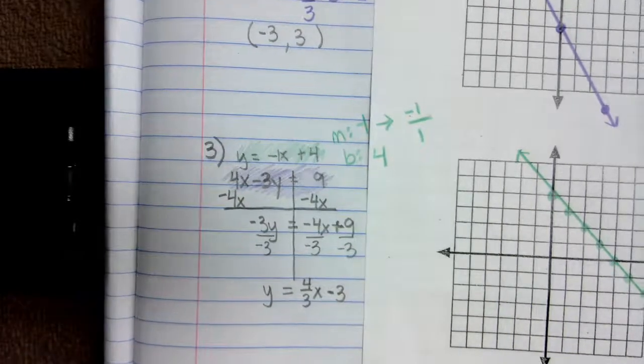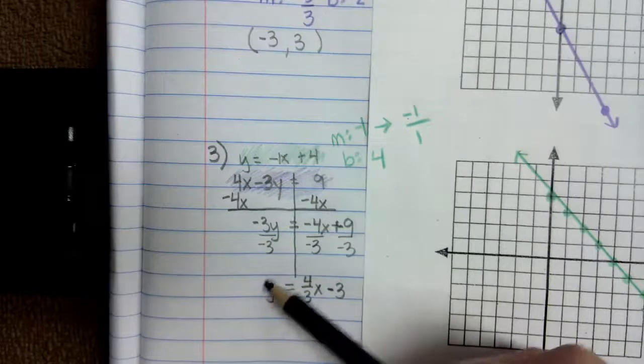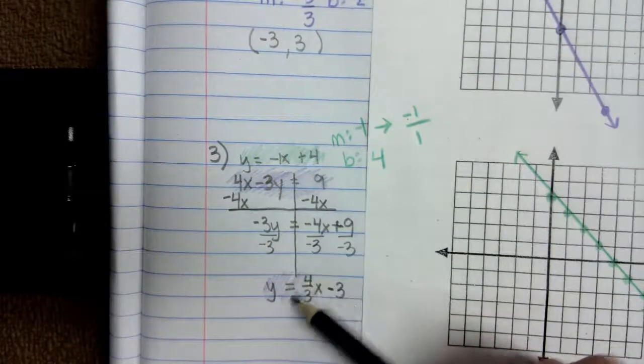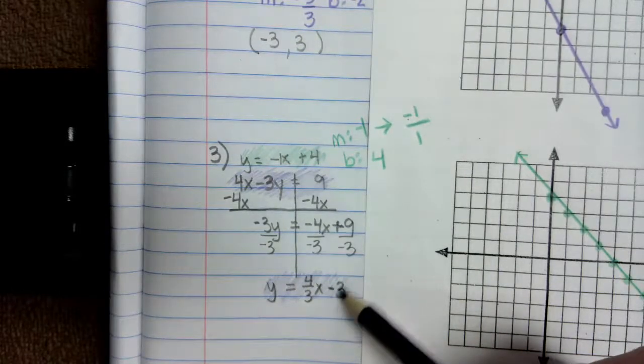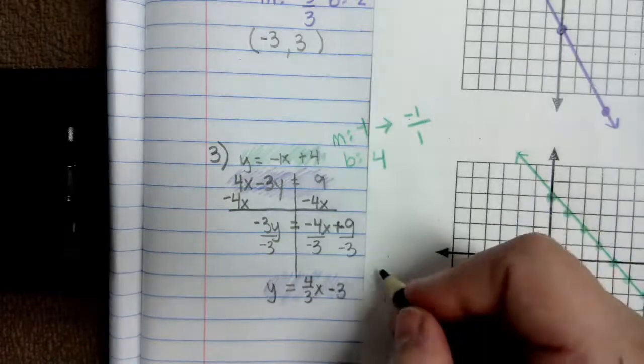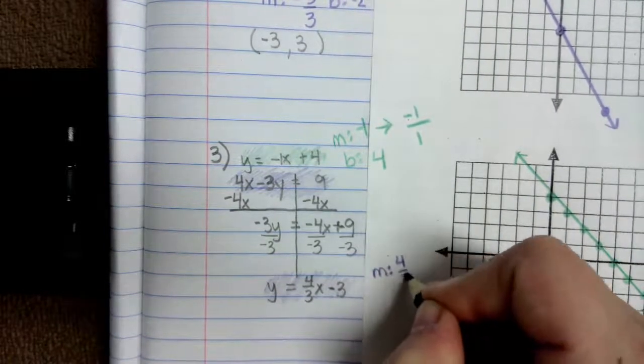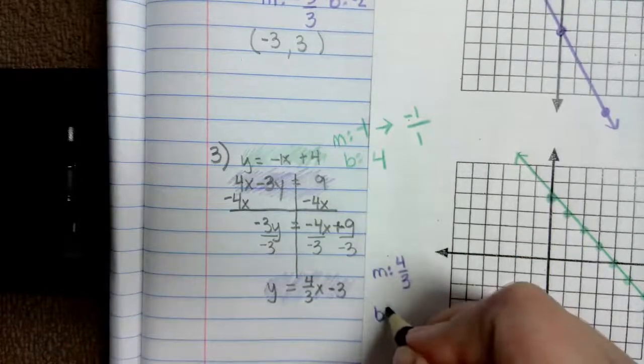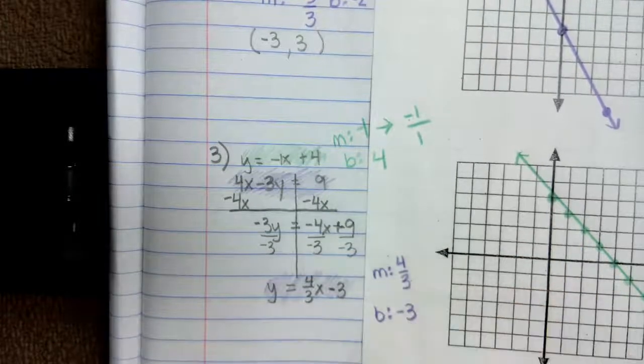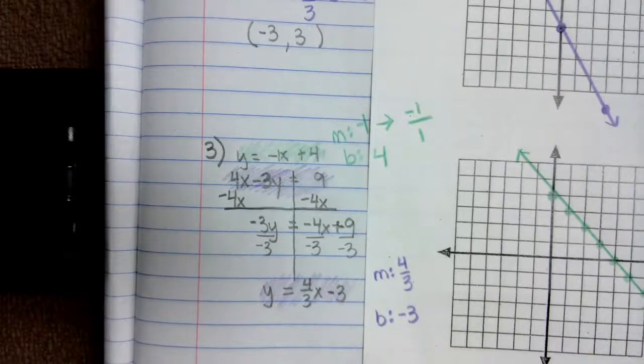Alright, so now we're ready to graph it. Now it looks like y equals mx plus b. What is our m? 4/3. And what is our b? Negative 3. Yikes. My bad. Sorry, guys. I read my notes wrong.